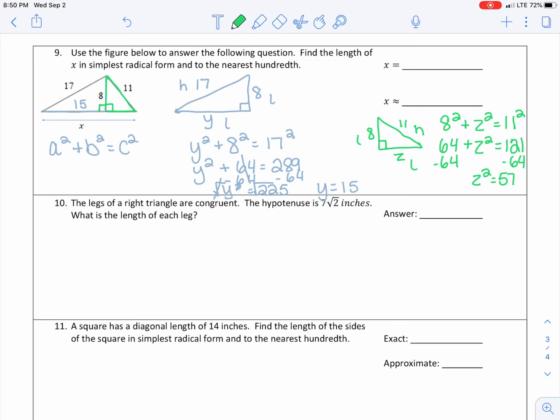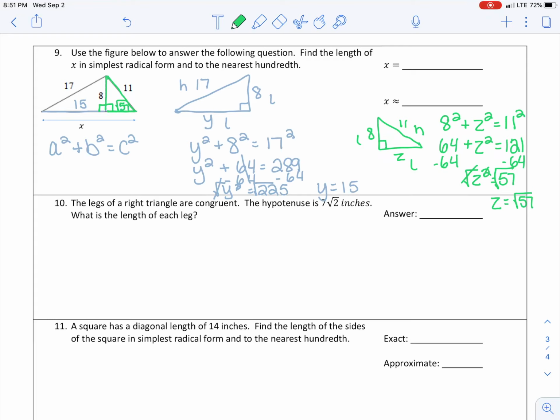Now, if you take the square root of both sides, the square root of 57 does not break down at all. It breaks down to, I think, 19 and 3, but those are both prime numbers, so it is already simplified. So z is just the square root of 57. Okay, so I'm going to go ahead and put that in here.